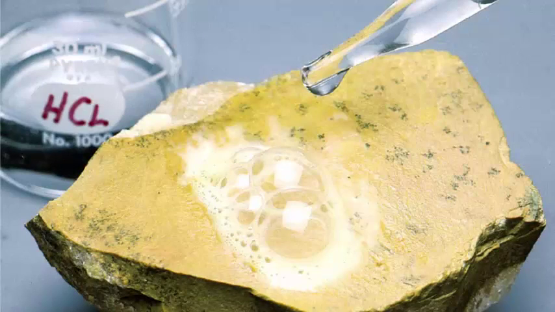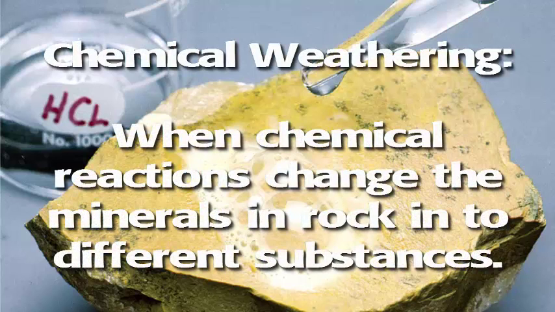Okay, so maybe acid rain won't burn your skin like that, but it is an example of our next major type of weathering, and that's chemical weathering. Write this down in your notes. Chemical weathering happens when chemical reactions change minerals in the rock into different substances. Like physical weathering, there's a lot of different ways that can happen, but they all have this in common.